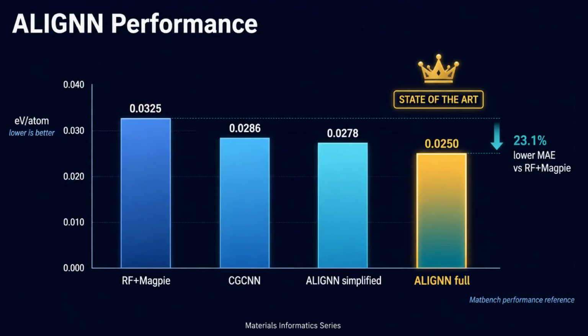ALIGNN performance is impressive. Standard CGCNN achieves good baseline performance. A simplified ALIGNN with just improved message passing achieves somewhat better results. The full ALIGNN implementation with line graphs achieves excellent predictive performance, showing meaningful improvement over CGCNN. This represents state-of-the-art performance on many MapBench tasks.